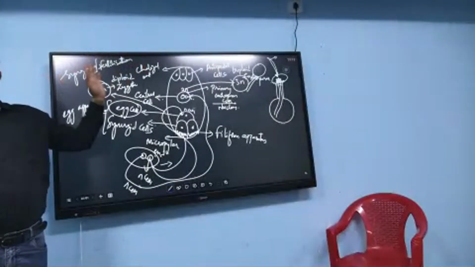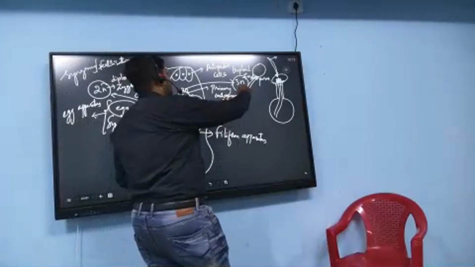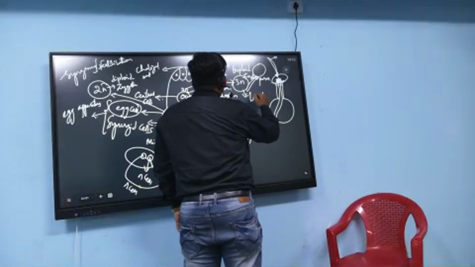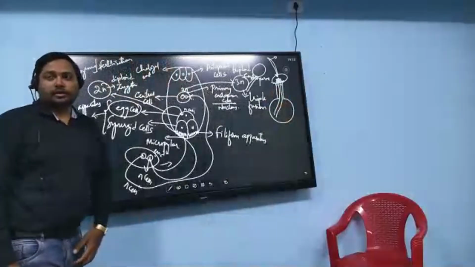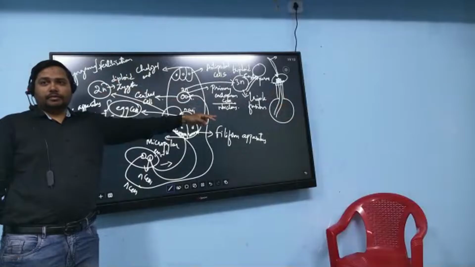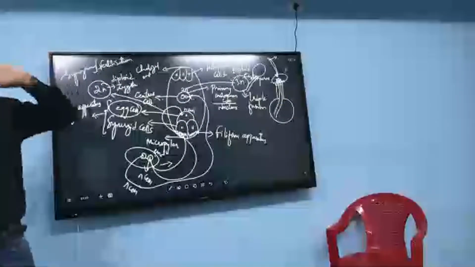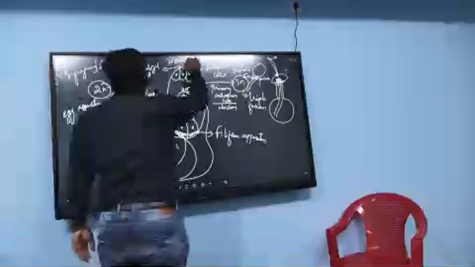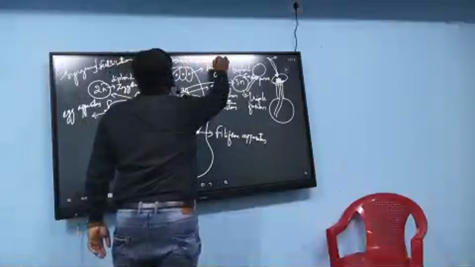How many times did fertilization happen? Two times. This 2n plus n, 3n formation process is called triple fusion. One time syngamy will take place, one time triple fusion will take place. So two times fertilization is happening. Therefore, it is called double fertilization.